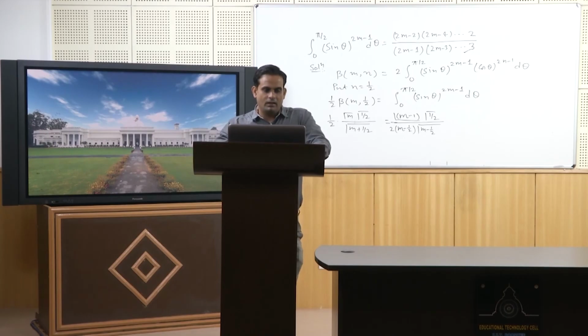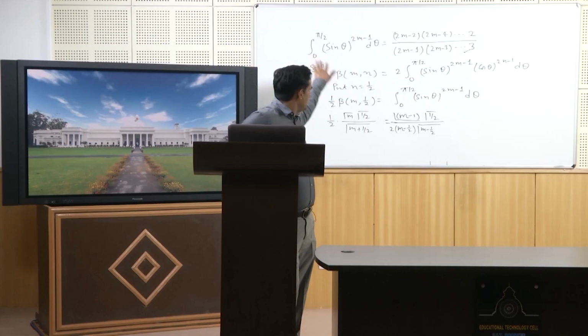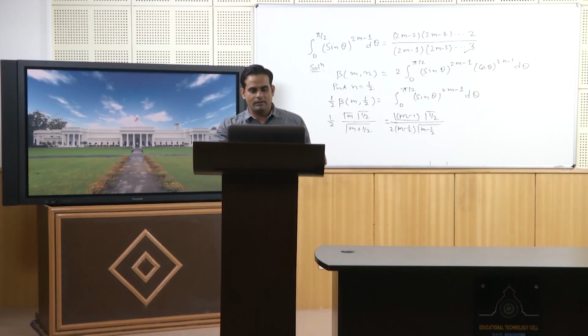Similarly, if instead of sin to the power 2m minus 1 I am having sin to the power 2m theta in the integral, then I will get this result, and this will be obtained in the same way just by taking the values m plus half and half and following the same process as we had in the earlier example.